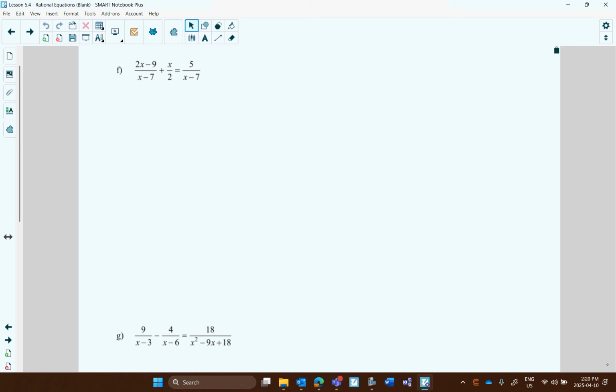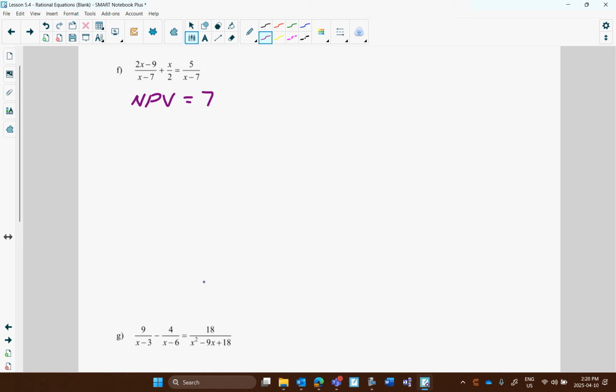Factor. There's actually only one here, 7. Now we've got to clear out the fractions by multiplying by the LCD.